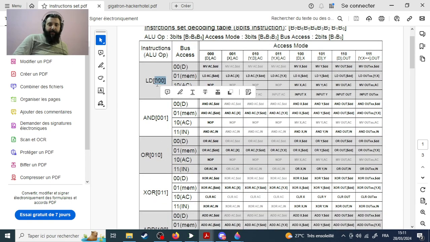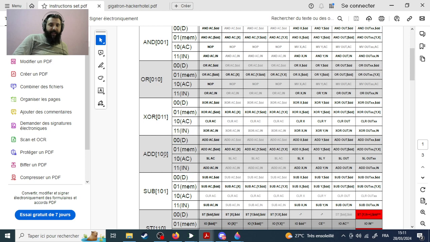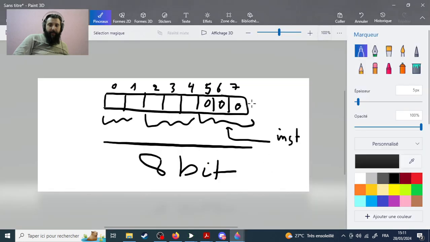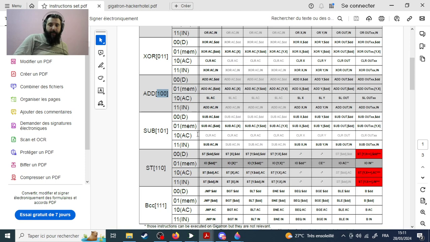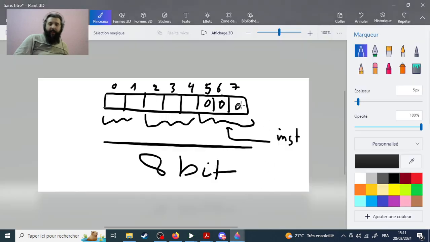You can read it here. This is the code of the instruction. LD means load. And we have AND 001, we have OR 010, we have XOR 011, we have ADD 100, etc. The last three bits are used to write the code of the instruction. We have 8 different instructions to choose from. Did you understand that? Yes. Okay.